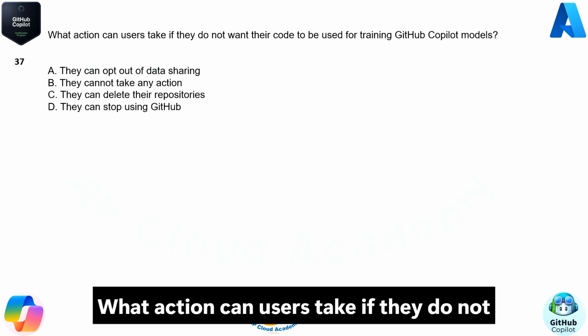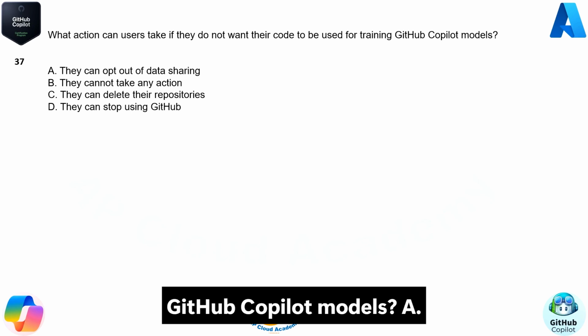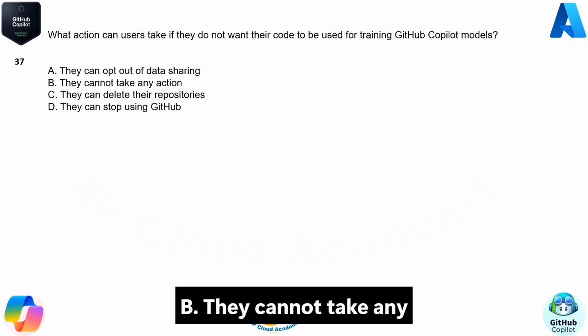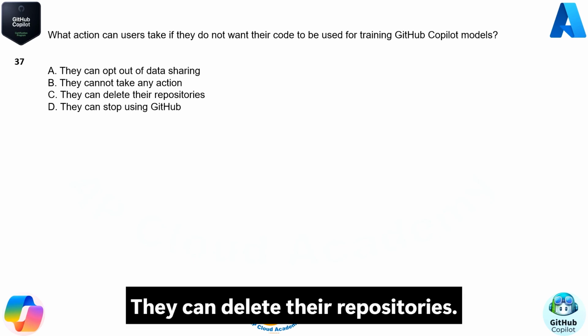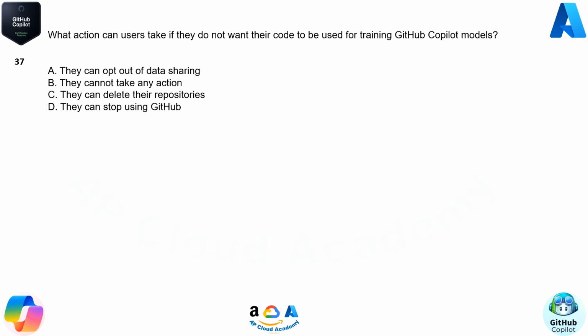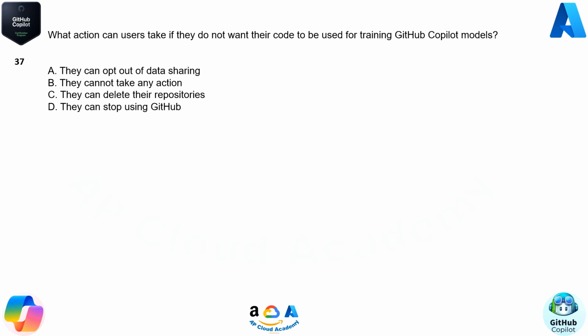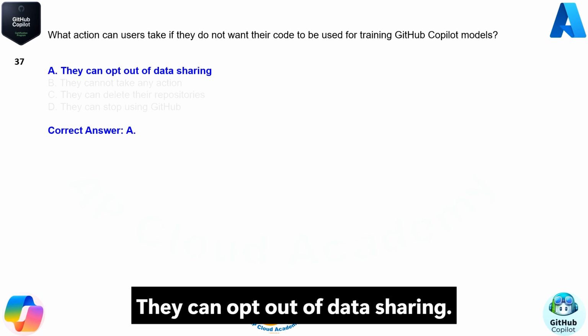What action can users take if they do not want their code to be used for training GitHub Copilot models? A. They can opt out of data sharing. B. They cannot take any action. C. They can delete their repositories. D. They can stop using GitHub. Correct answer, A. They can opt out of data sharing.